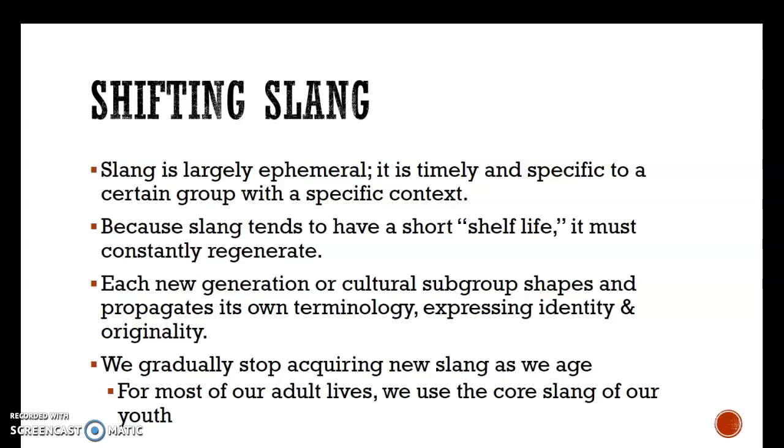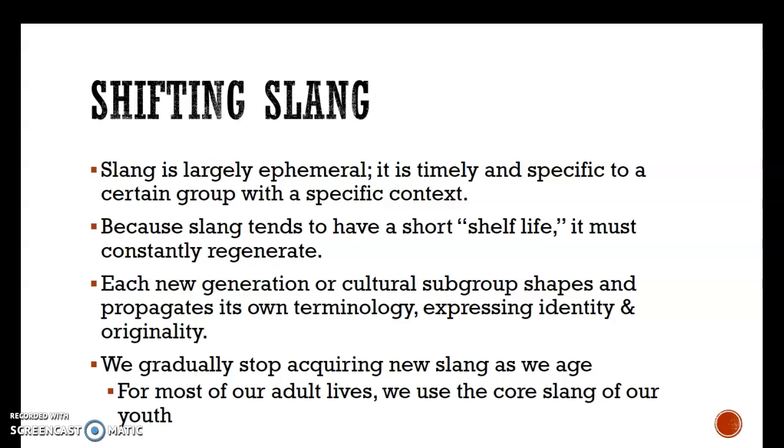Slang's propensity for change is part of its character. What makes slang slang is that it changes constantly. Because it is timely and specific to a certain group in a specific context, it tends to have a short shelf life. And it must change constantly, or, here's the trick, regenerate.